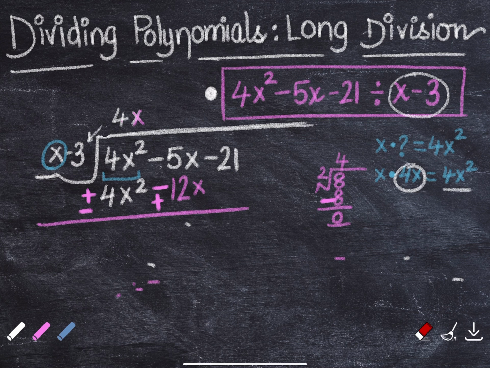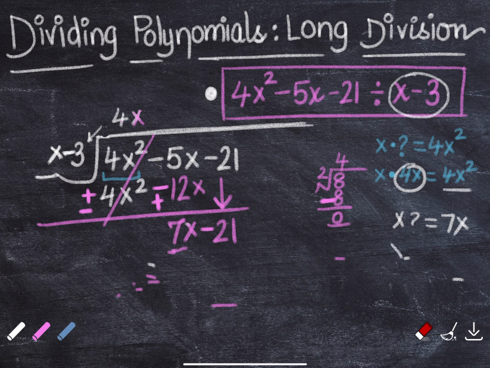Now 4x squared minus 4x squared, there's nothing here. Now negative 12x minus 5x will be negative 7x. At this time, I'll bring this 21 down. That is negative 21. Now I have the same question: what should I multiply this x by to get 7x? So basically that will be 7. So I multiply x by 7 to get 7x. So I will have positive 7 and I get 7x.